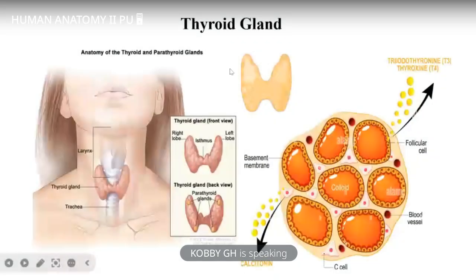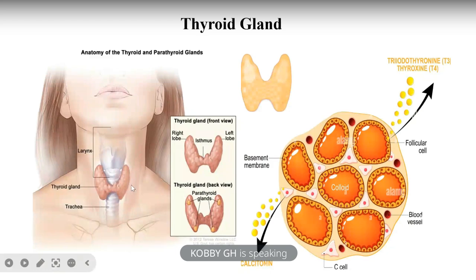Okay, so this is how the thyroid gland looks. You see here, this is the trachea. I was telling you it's located below the larynx. There's the larynx, that's the voice box, over here. Then the trachea is here. So the thyroid gland is located below the larynx, but anterior to the trachea. And then the larynx is at the top.